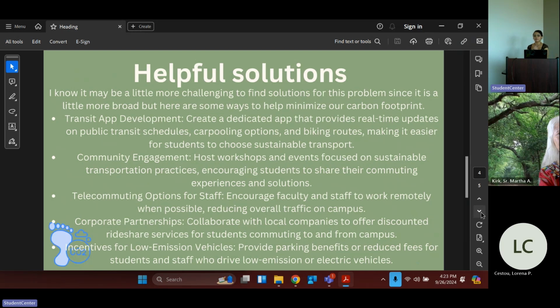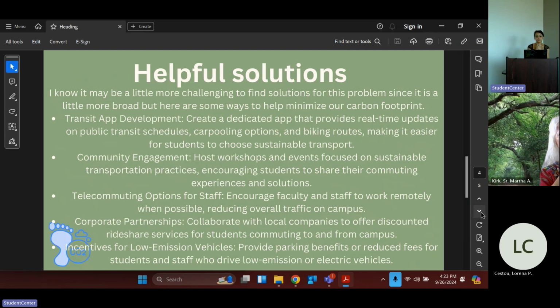And so some helpful solutions is developing transit app development. We can create a dedicated app that provides real-time updates on public transit schedules, carpooling options, and biking routes, making it easier for students to choose sustainable transport. We can also do community engagement, which hosts workshops and events focused on sustainable transportation practices, encouraging students to share their community experiences and solutions. Another option is telecommuting options for staff, encourage faculty and staff to work remotely when possible, reducing overall traffic on campus and on the way to campus.